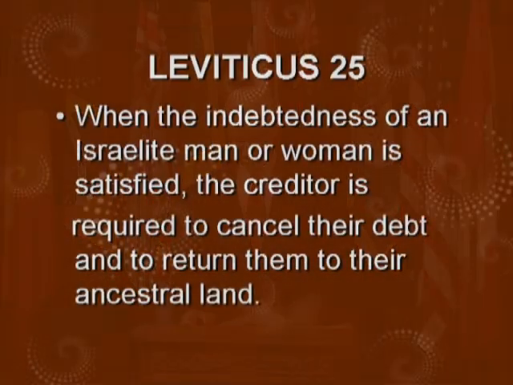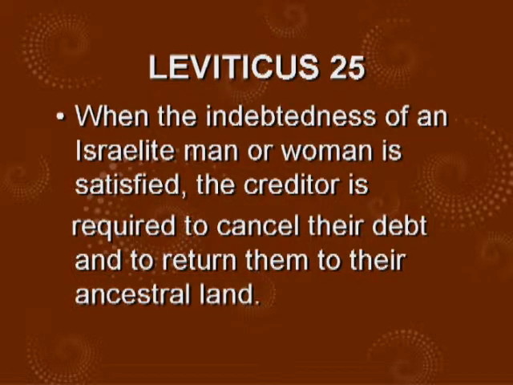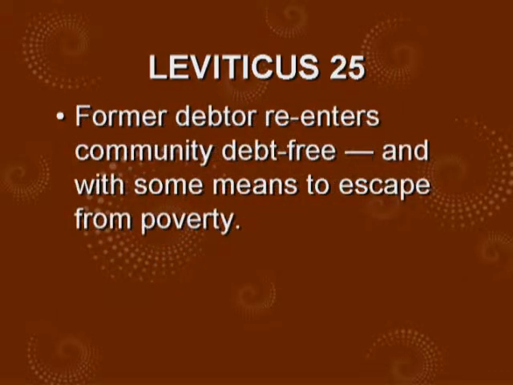Verse 40 thus provides that an Israelite's debt service ends when the next Jubilee occurs or their debt is paid, whichever comes first. Verse 41 presumes that a debtor would have sold their land before selling their labor to a creditor. When they are released from debt service, they return to their ancestral land, i.e., they receive back the land that they had sold previously. The debtor thus re-enters the Israelite community debt-free and with some means to escape from poverty.